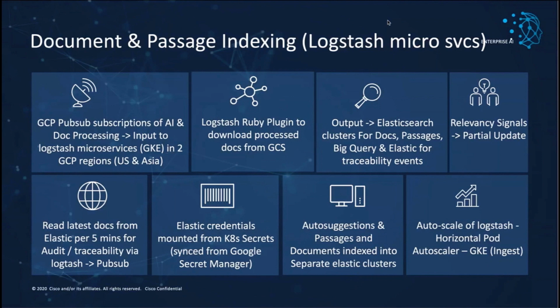We also use Logstash to apply partial updates, especially relevancy signals on Elastic documents. We also use Logstash to read from Elastic and send audit events to PubSub. The Elastic credentials are mounted from Kubernetes secrets, which are synced with Google Secret Manager. And we also have autoscaling enabled on Logstash microservices.